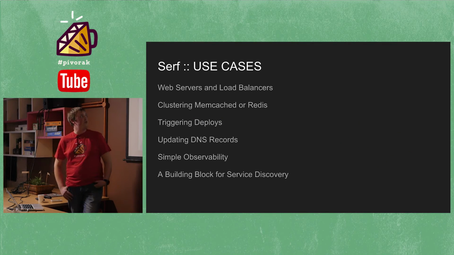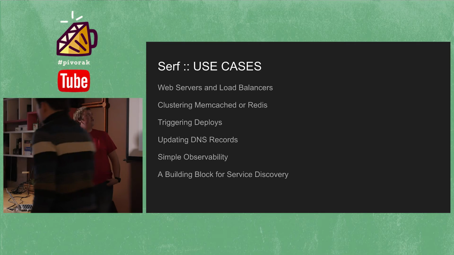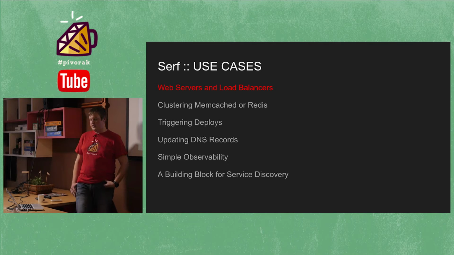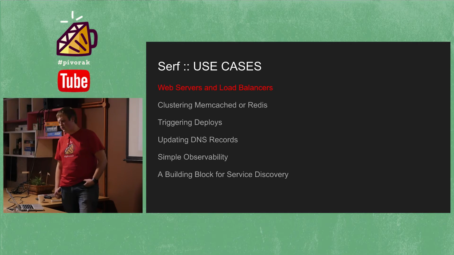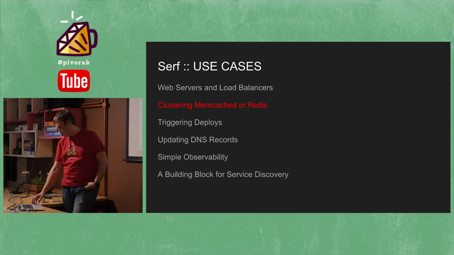So it's pretty cool stuff, but what can we apply this to? With Serf, you can easily build clusters of web servers and load balancers. For example, when a new application server comes up, the load balancer can fetch the list of application server IP addresses and update its config accordingly. The same as above, clustering memcached or Redis. Each new node appearing in the cluster can be quickly added to the config of your proxy or application.